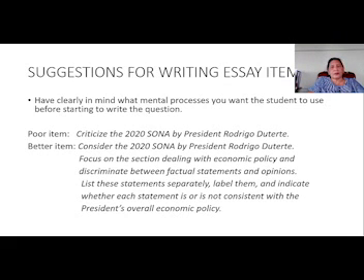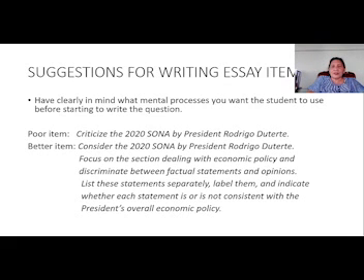consider the 2020 SONA. By the way, did you listen to the SONA? Oh, you should. You should have. Anyway, a better item would be: consider the 2020 SONA by President Rodrigo Duterte. Focus on the section dealing with economic policy and discriminate between factual statements and opinions.